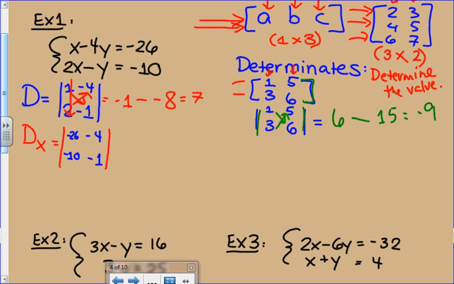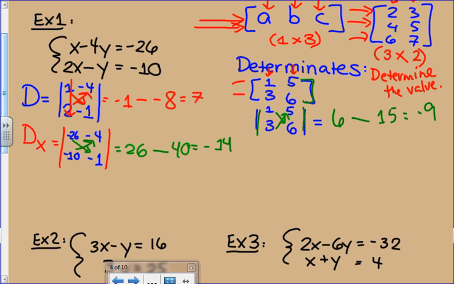Pretty cool, isn't it? Okay, here we go. Negative 26 times negative 1. 26 minus negative 10 times negative 4. 40. 26 minus 40. And now, one breath away from finding out what that is. Did you see that?